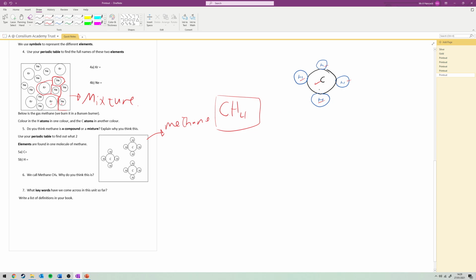Well, hopefully we realise that this is a compound. You've got carbon atoms, which is the first element, and you've got hydrogen atoms, which is the second element. They are joined together. You can see they are joined together. So because you have got two different elements, or two different atoms that are joined together, you have got a compound. And because all of these are the same, okay, it's not a mixture. So this is a pure compound.